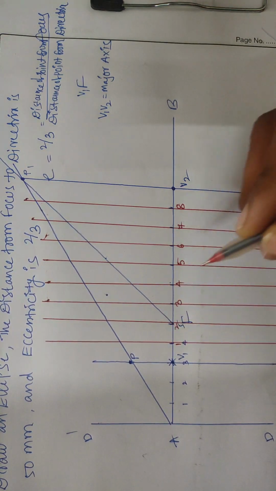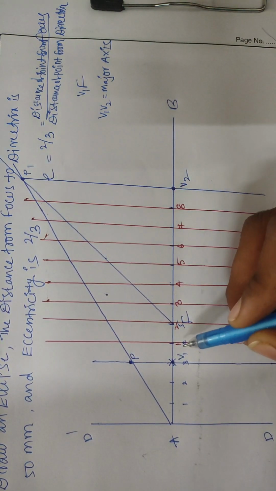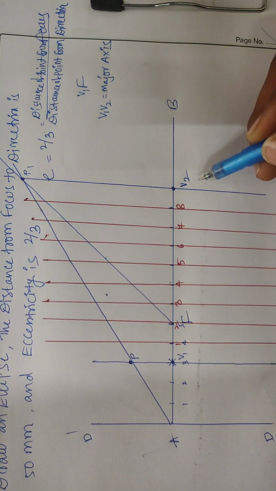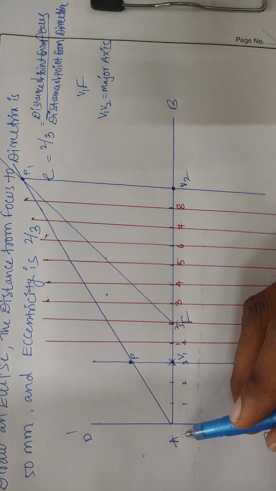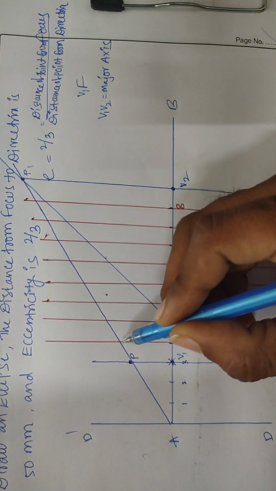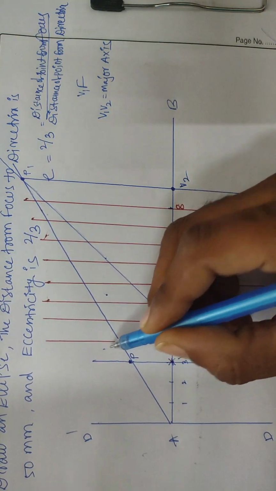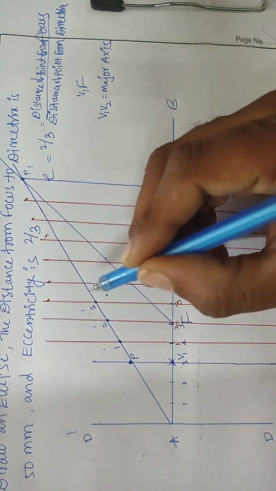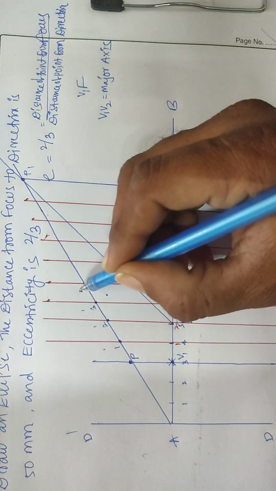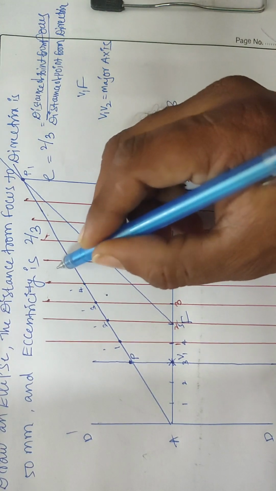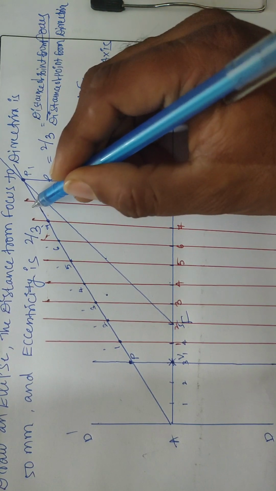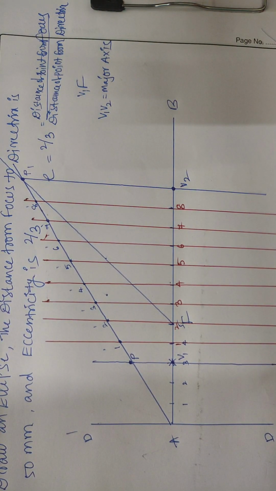Now, we have 1, 2, 3, 4, 5, 6, 7, 8 on the principal axis as well as the major axis V1, V2. Then, on the line which is passing through the AP point, locate the points 1 dash, 2 dash, 3 dash, 4 dash, 5 dash, 6 dash, 7 dash, and 8 dash. Like this, mark the dashed ones, 1 to 1 dash, 2 to 2 dash, and so on.